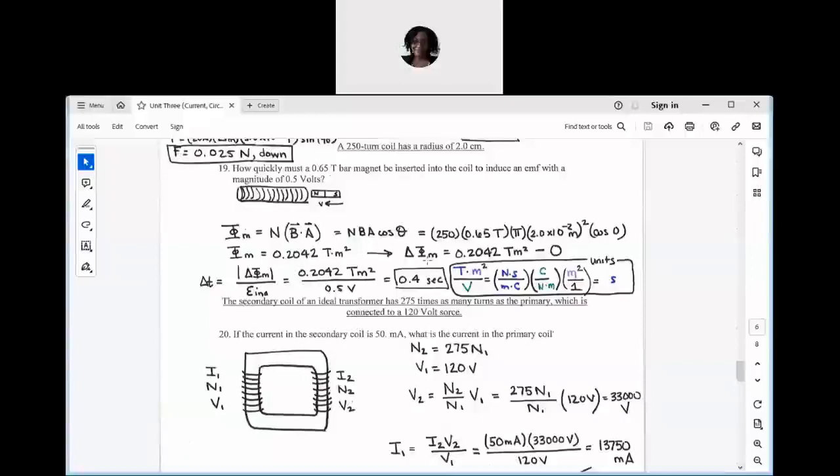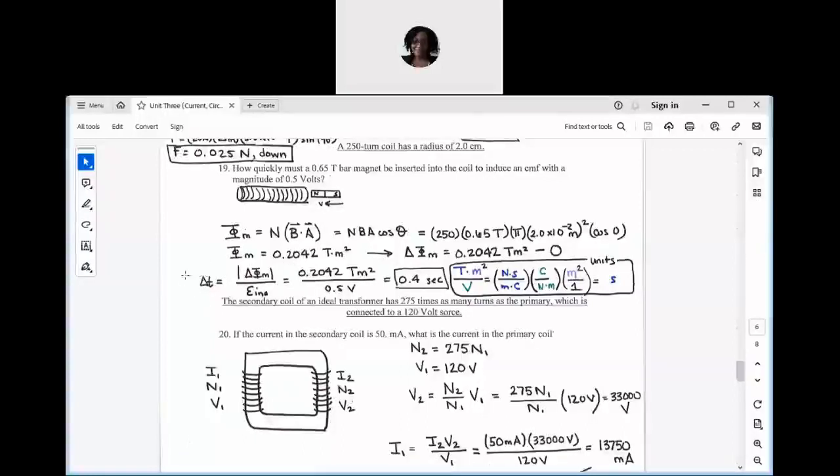I didn't turn it into Webers because I know I'm going to need to break that unit down in the next step, so I'm just leaving it as is. And I also know that the change in flux is going to go from something to nothing. Or actually, since I have the magnet being inserted into the coil, it's going to go from nothing to something. But the change in flux is going to be final minus initial. So delta phi is also 0.2042.